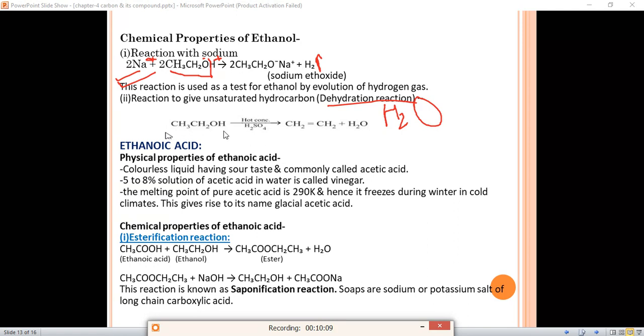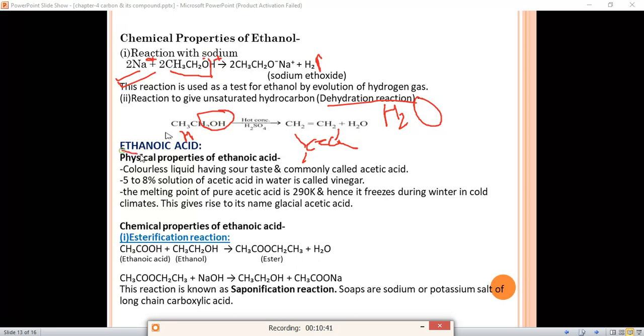CH3CH2OH. This is again our ethanol, and this reaction will take place in the presence of hot concentrated H2SO4. What will happen? OH from one carbon atom and one H from the other carbon atom will come out as a water molecule, and a double bond will form between the two carbon atoms so that the carbon can satisfy its valency. This is our dehydration reaction.